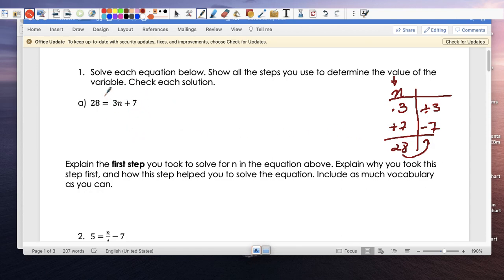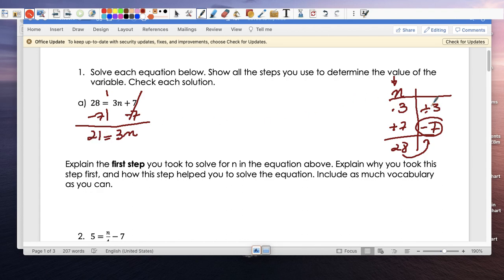So again, line in the middle. If you want, you can do it. First thing I'm going to do is right here. Subtract both sides by 7. Subtracting both sides by 7 gets rid of this constant here. The 7 goes away. And I'm left with 3n equals 21.